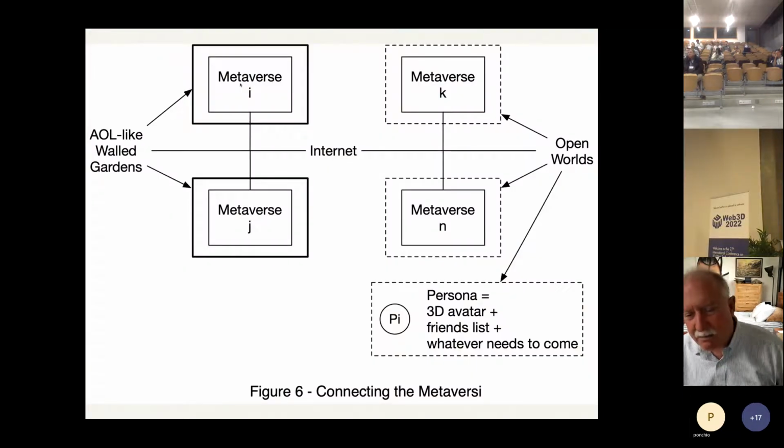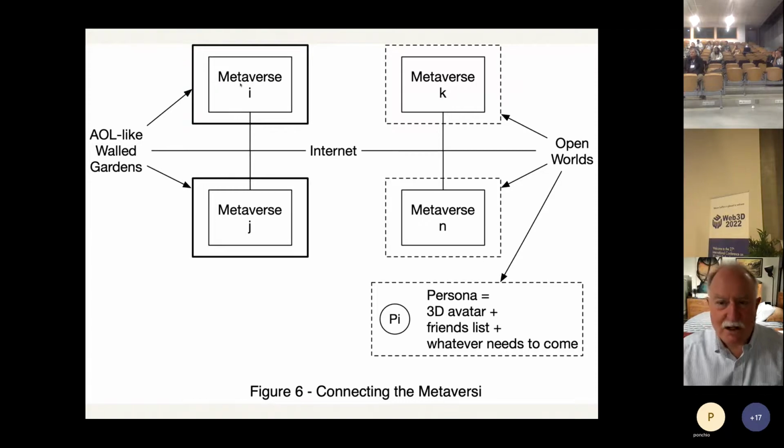So this is a picture connecting the metaverse, where the walled gardens have the solid line around them. You've got metaverse I, you've got metaverse J. Let's say I is Fortnite and J is Roblox. I can't walk between these, all right? I can just go into metaverse J and stay in there and play and do whatever I want, or I can go into metaverse I, but I cannot walk between them.